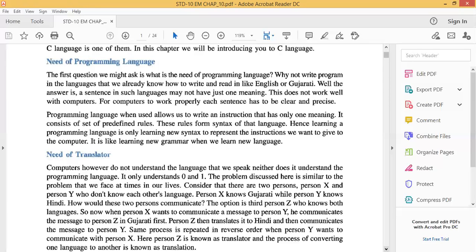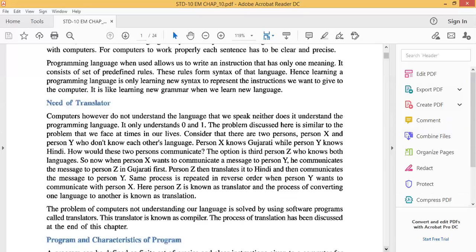If you remember the first four chapters, we already learned the HTML language, hypertext markup language. Do you remember? In that language we learned html, head, title, body. We just learned new syntax. In the same way, in C language, we just learn new syntax. If you want to learn any new language, Marathi, Hindi, Gujarati, English, you must know the grammar of that language. It is like learning new grammar when we learn a new language.